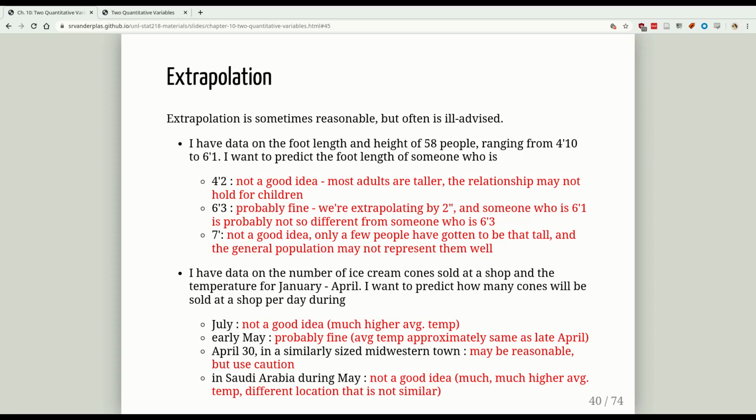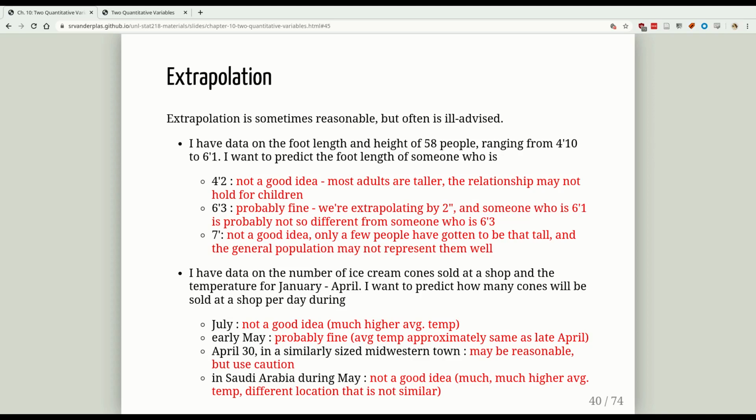Okay. In the next scenario, we have data on how many ice cream cones were sold at a shop each day and the temperature for that day. And we've got observations for January through April. And I'd like to predict how many cones will be sold at a shop per day during July. Okay, so I think that that's maybe not the best idea. January to April has a pretty set temperature range. The temperature in July is going to be a lot higher and probably fairly well outside of the range of data that we have.